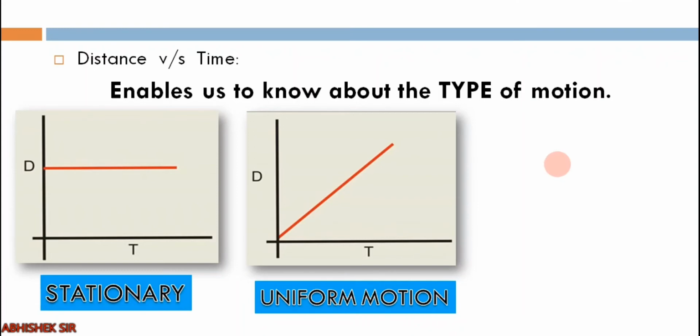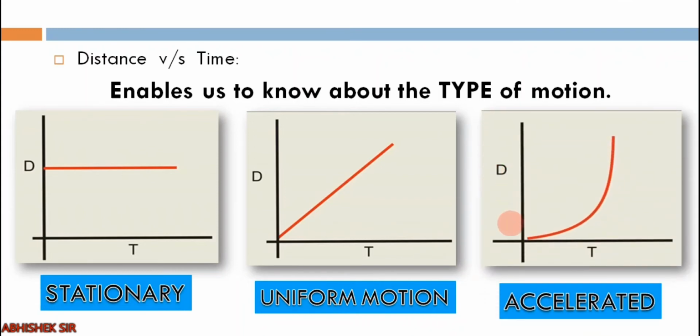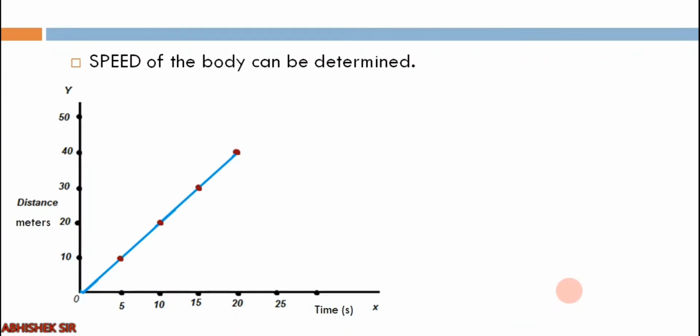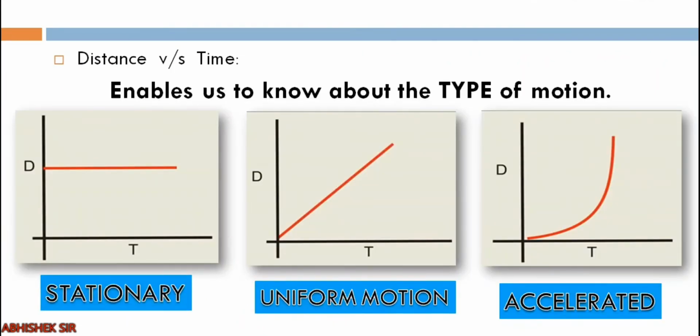Okay, now moving on to the third one. Here you can see the object has started its motion slowly, slowly, slowly, but after some time, suddenly the distance or position changes suddenly, right? So that is why we can say that this type of motion is accelerated motion. Clear? So just by looking at these red lines, you can easily tell which type of motion it is showing. So that is the first application of the distance versus time graph.